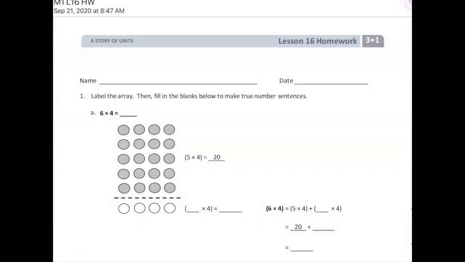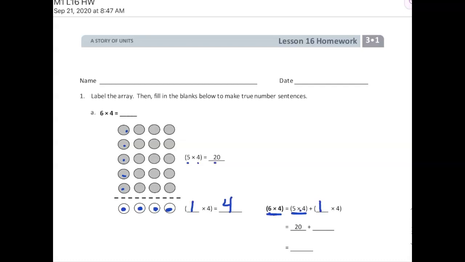All right, let's take a look at your homework pages for today so that you know what you need to do there. So lesson 16 homework, you're practicing the same thing. We're going to label the array, then fill in the blanks below to make true number sentences. Some of you may already know the answer to 6 times 4, but what we want you to practice is decomposing. They took 1, 2, 3, 4, 5 rows of 4, and that was equal to 20.